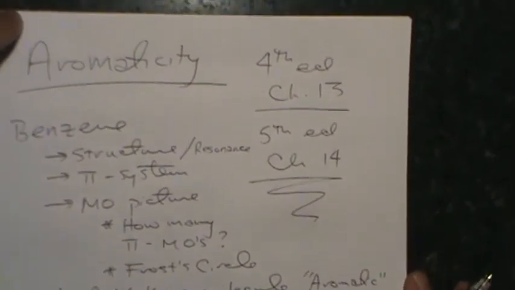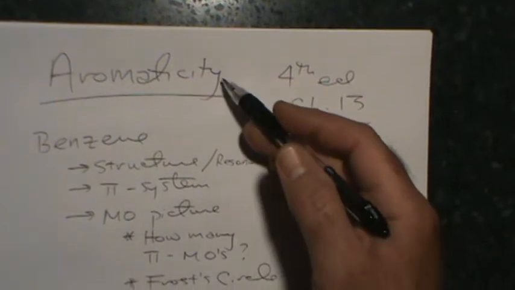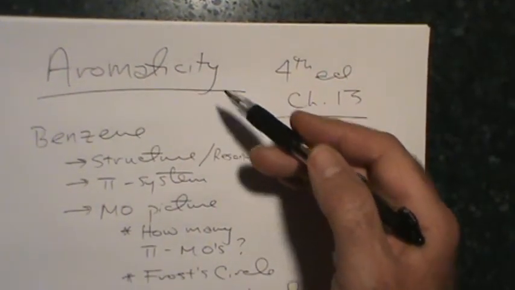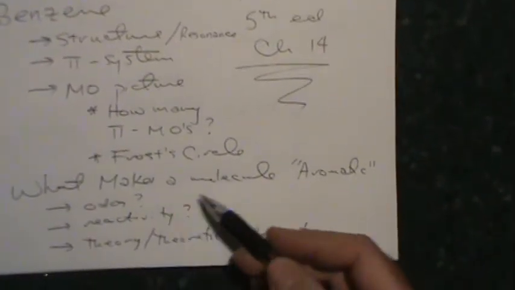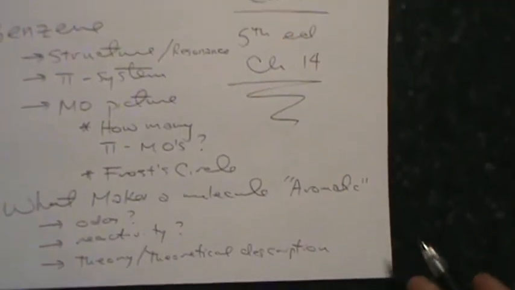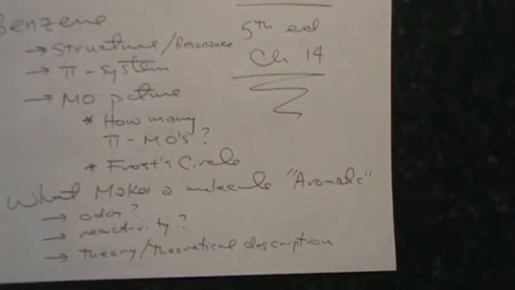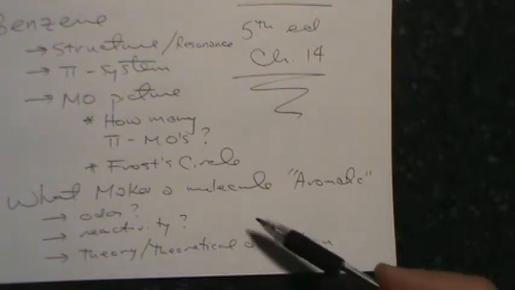But none of that actually gets to the question of the word aromatic or aromaticity. What is it exactly that makes a molecule aromatic? Why is benzene aromatic? Is it because it has pi molecular orbitals? Is it because it's fully conjugated? Is it because it's a ring? What is it about benzene that makes it aromatic?